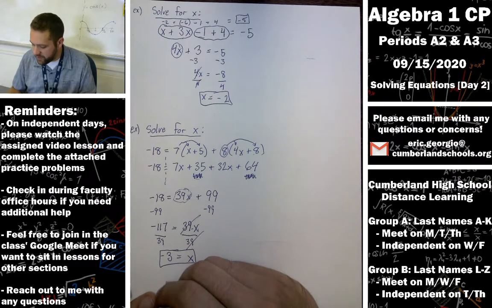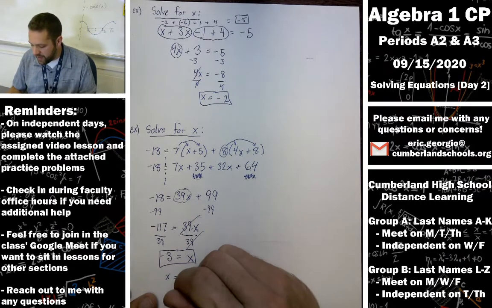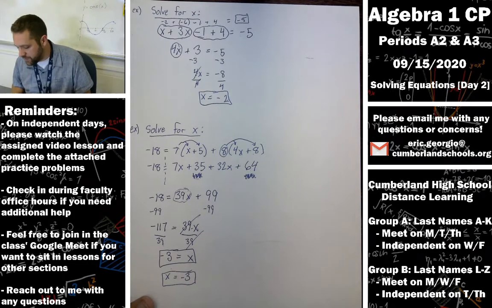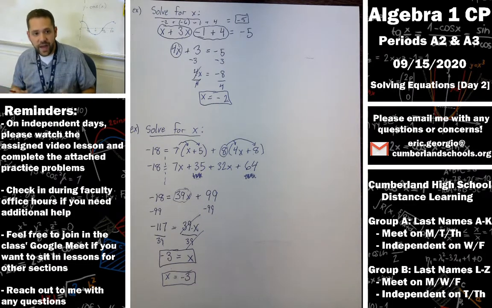And if you prefer, again, you can sort of switch this around to say x equals negative 3 instead of negative 3 equals x. But either way, you arrive at the same conclusion.